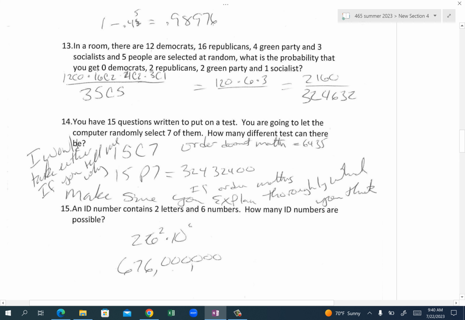all. It just means it could be 1 or 2 or 3 or 4 or 5 or 6. The only thing that wouldn't make you happy at all is if none of them were union members. Okay, so you just got to subtract that one thing out. The rest of them, you're golden.